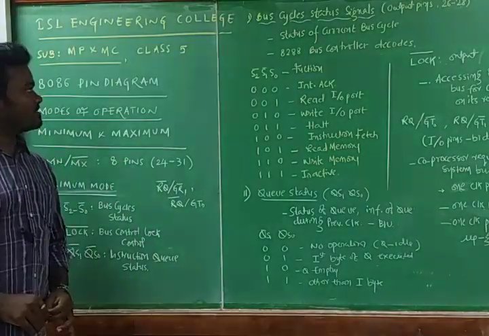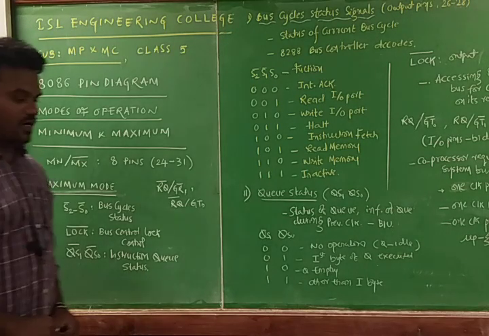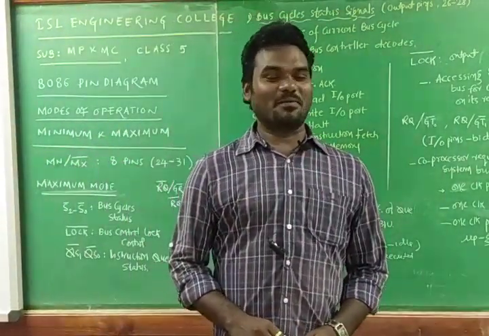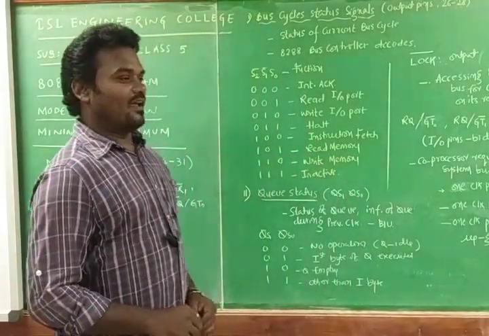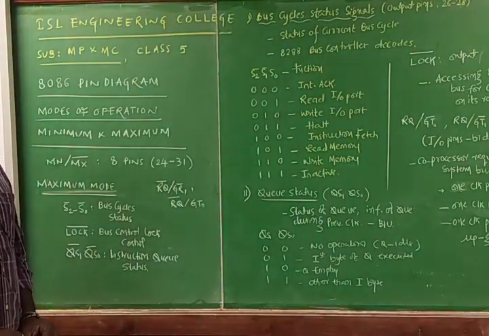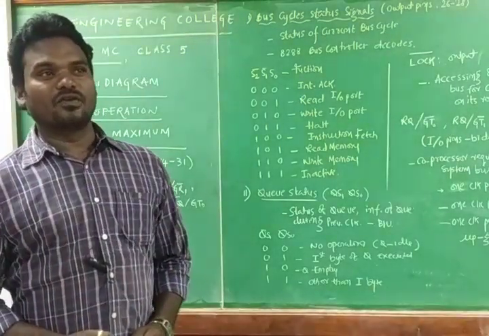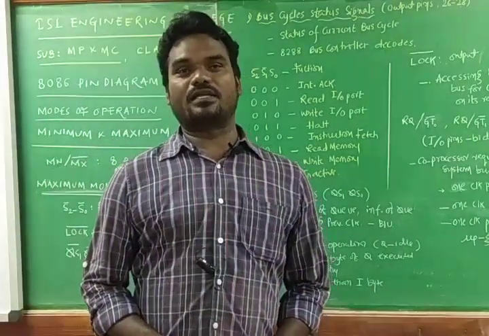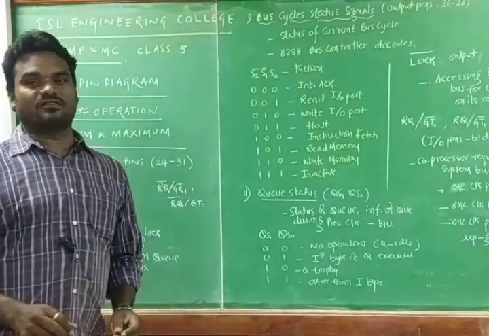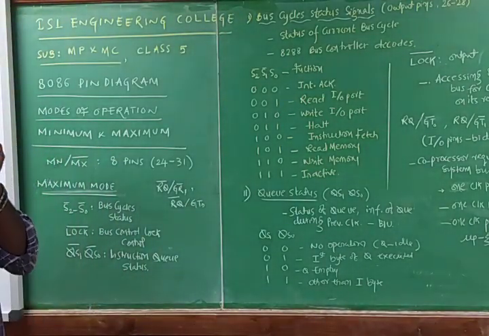And this is the 5th class on the subject microprocessor and microcontroller. In the last 4 classes we have discussed the introduction of the microprocessor and microcontroller, and we have discussed the difference between the microprocessor and microcontroller. From the last 2 classes onwards, we have been studying the first unit, that is architecture of 8086 microprocessor, in which we started the first topic, that is pin diagram of 8086 microprocessor.